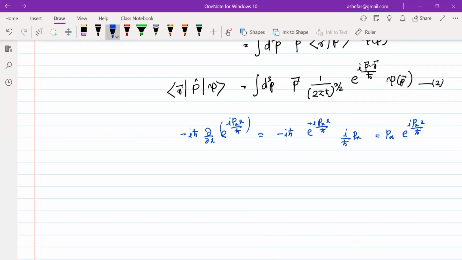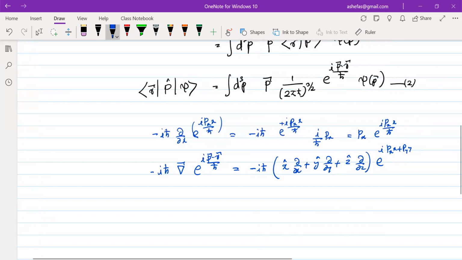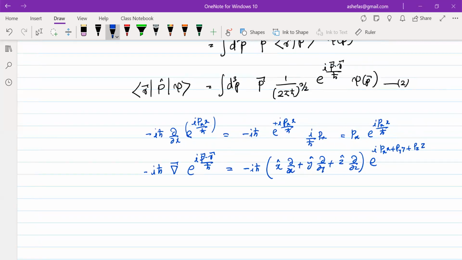So then what would be the result of minus i h cross del acting on e raised to i p dot r by h cross? So this can be written as minus i h cross. Del can be written as x cap dou by dou x plus y cap dou by dou y plus z cap dou by dou z acting on e raised to i. p dot r is nothing but px x plus py y plus pz z all divided by h cross.